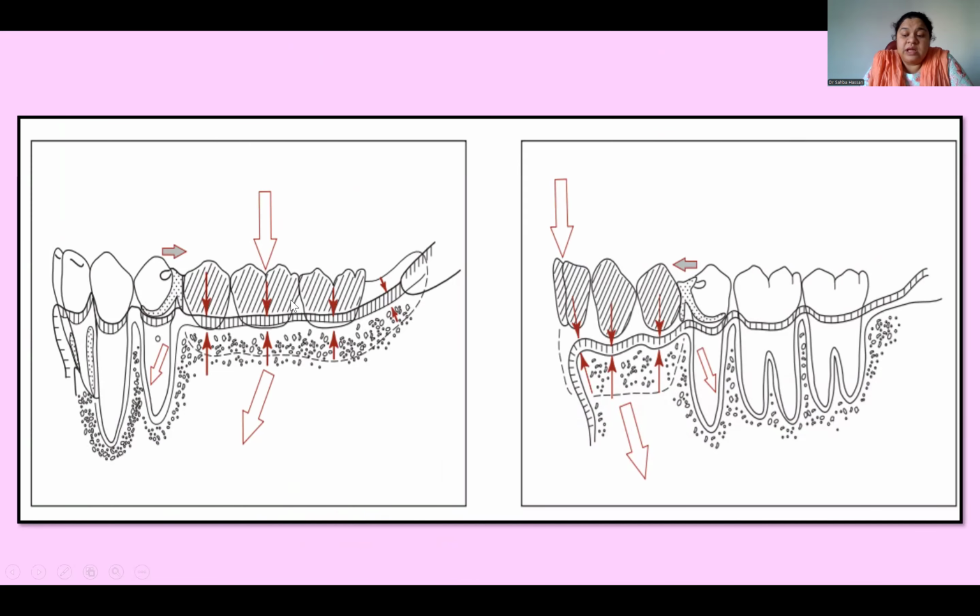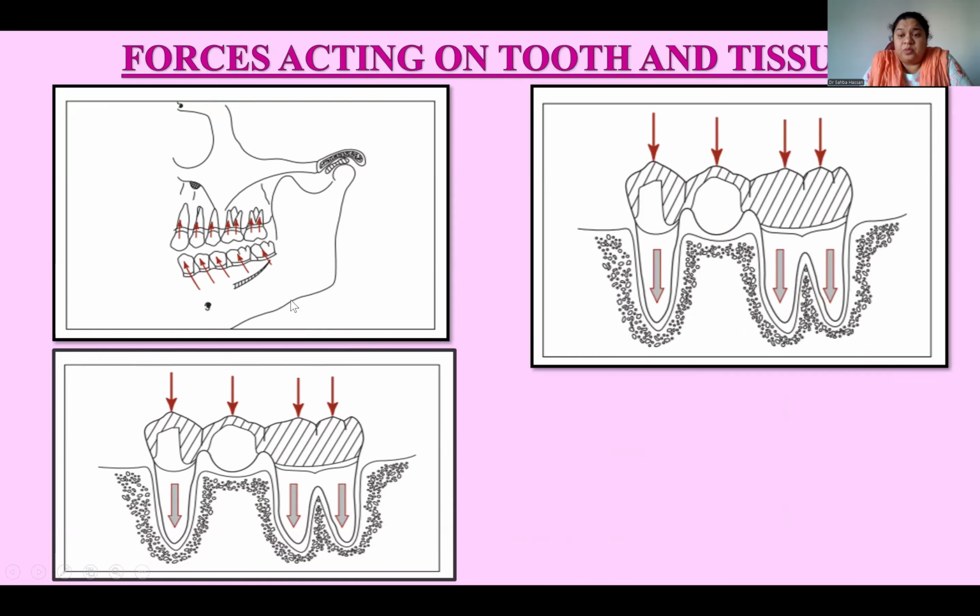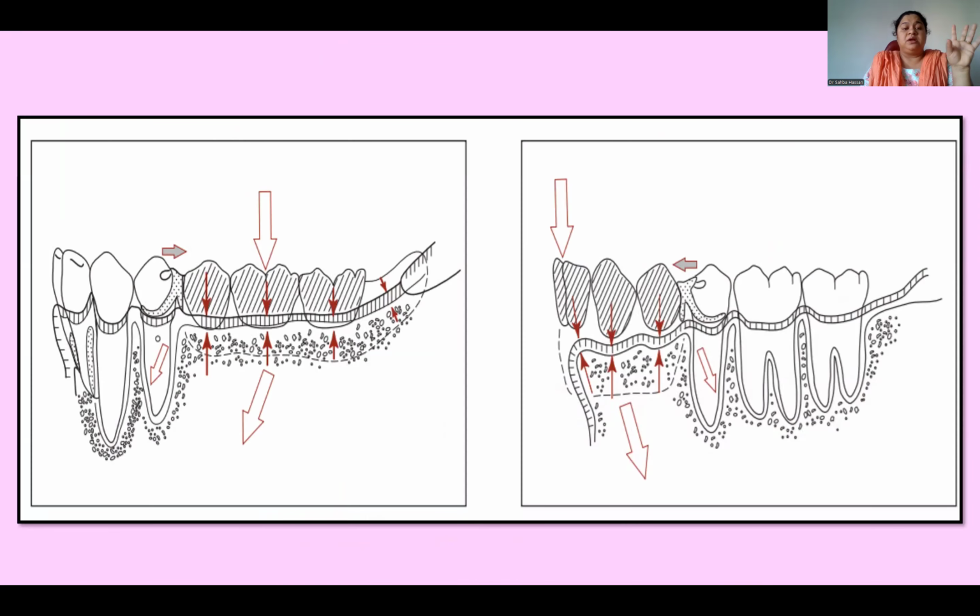When it is tooth-tissue supported, I'll show you again. Tooth supported: all the forces act directly on the tooth, very little on the tissues. But here, with tooth-tissue support, the tissue is taking up everything. So we have to think about where we will give the rest. Now, in such cases, biomechanics is very important.